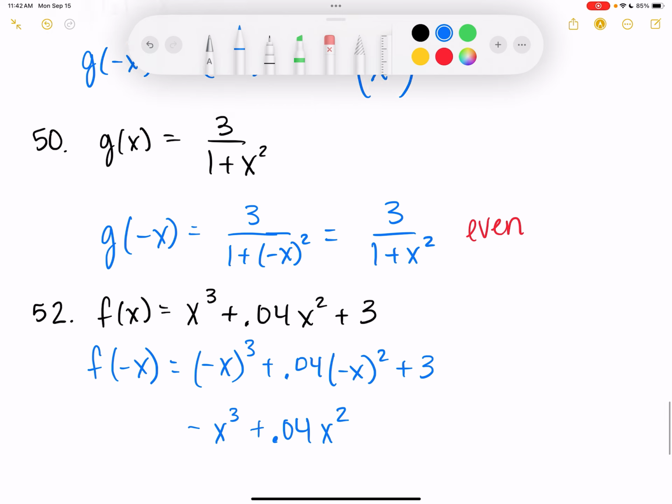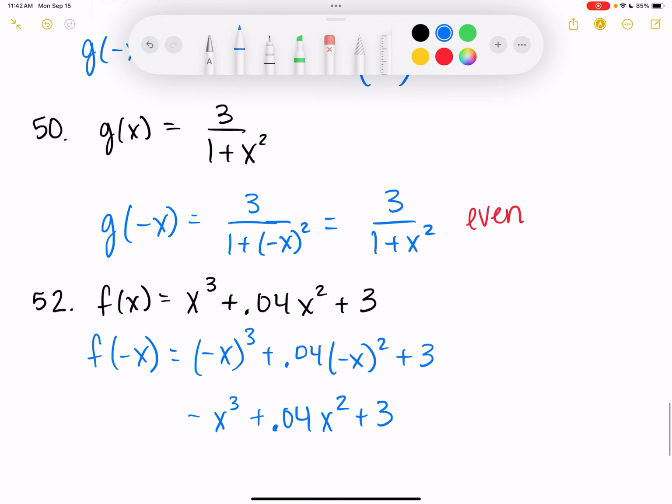So what is it? It's neither. Because this sign changed, this one did not. Why did the f of x become negative? Because that's how we determine if it's even, odd, or neither. So graphically, what does neither look like?